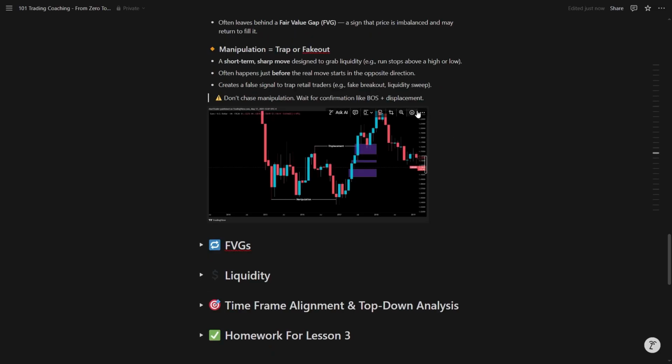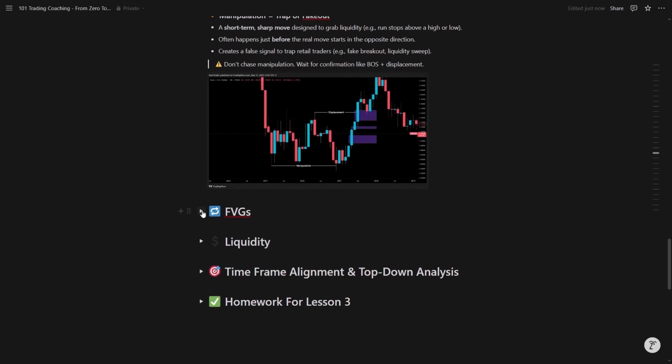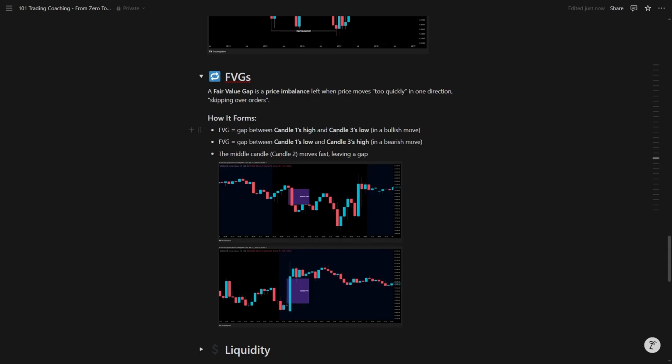So now moving into the next concept, fair value gaps. We've already gone through this a bit. Now we're going to go through it a bit deeper. It's very simple. A fair value gap is a price imbalance left when price moves too quickly in one direction, skipping over orders. So that is basically the theory part of it.